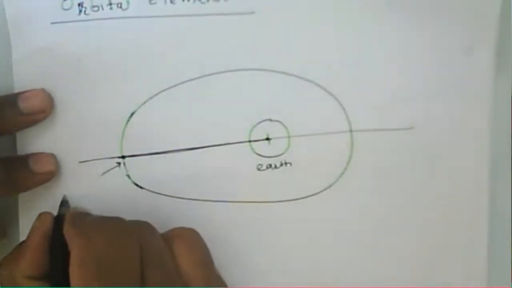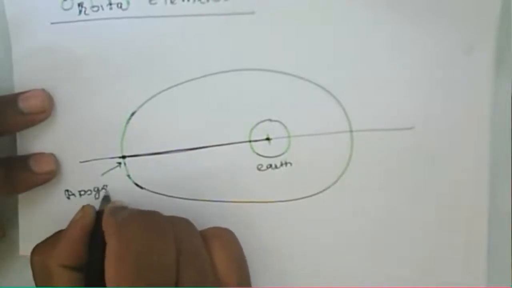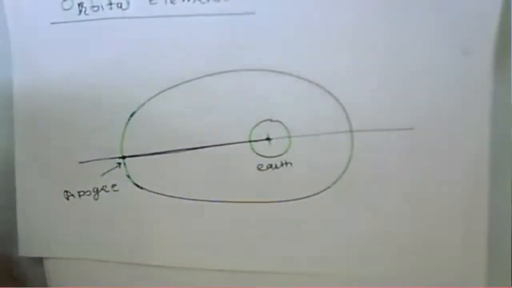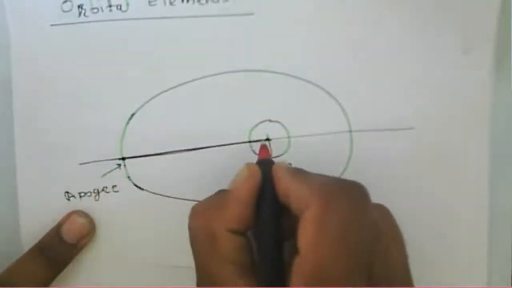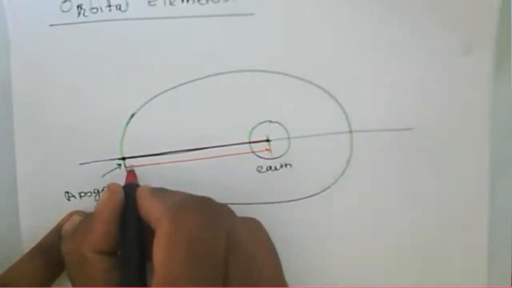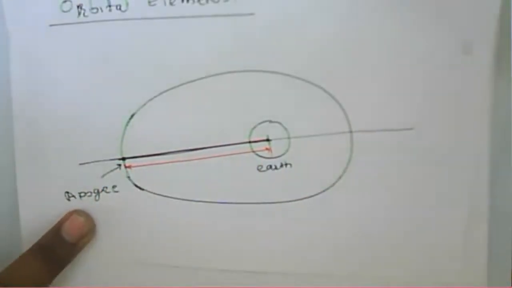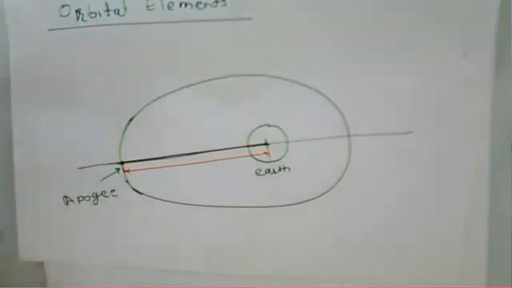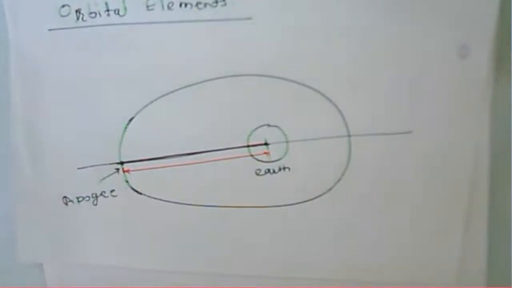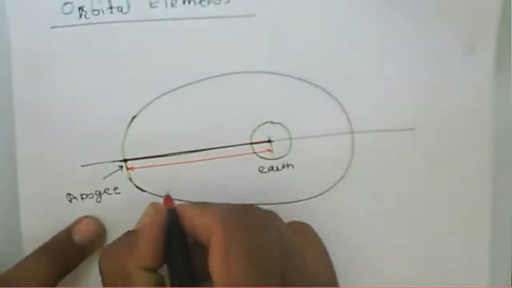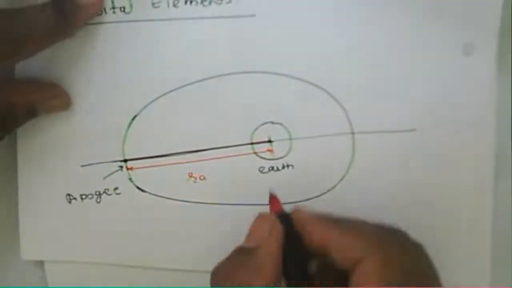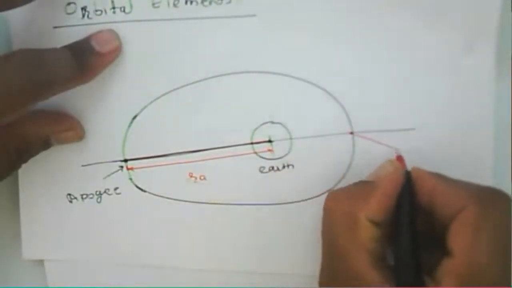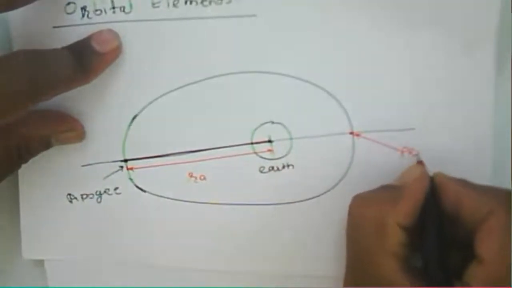Okay, this one is nothing but a distance for this particular point. We say this particular point is the apogee, and this particular distance is nothing but the apogee distance. So this distance is from the focus, that is, from the focus of the earth, the focal point. It is nothing but Ra here.